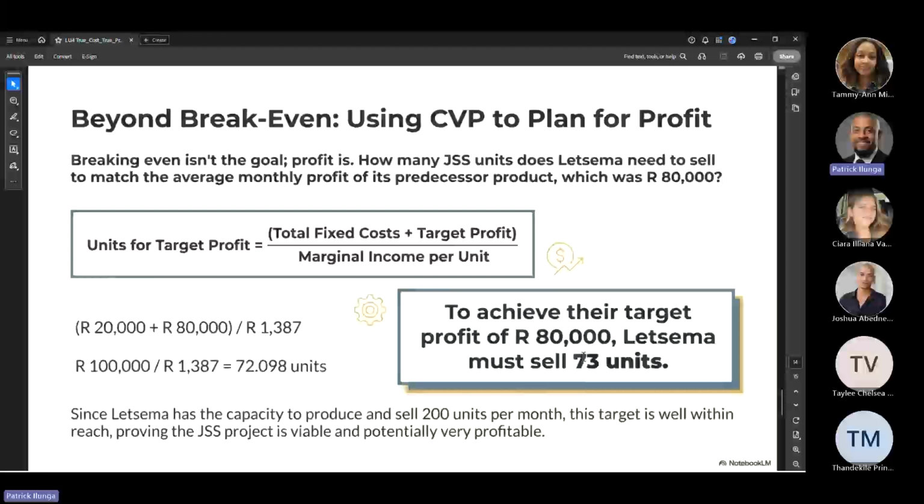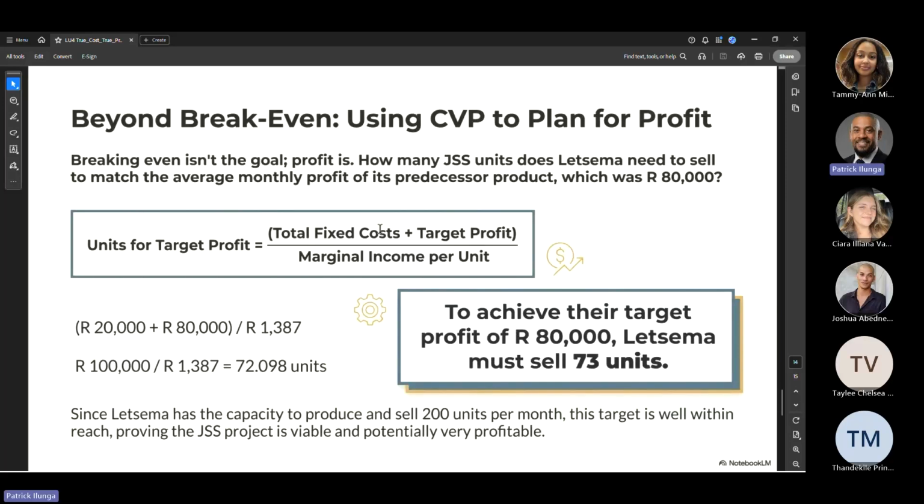Now, let's say we have a target. Let's say Joshua needs to get a profit of 80,000 rand. So if you want to set a target, you're going to use the same formula we did for the break-even. Remember, we used the total fixed cost divided by the marginal income per unit. But this time, you need to add the target profit to the total fixed cost. That's it. Simple. Do you need to memorize this? No. It's logical. Are we good, guys?